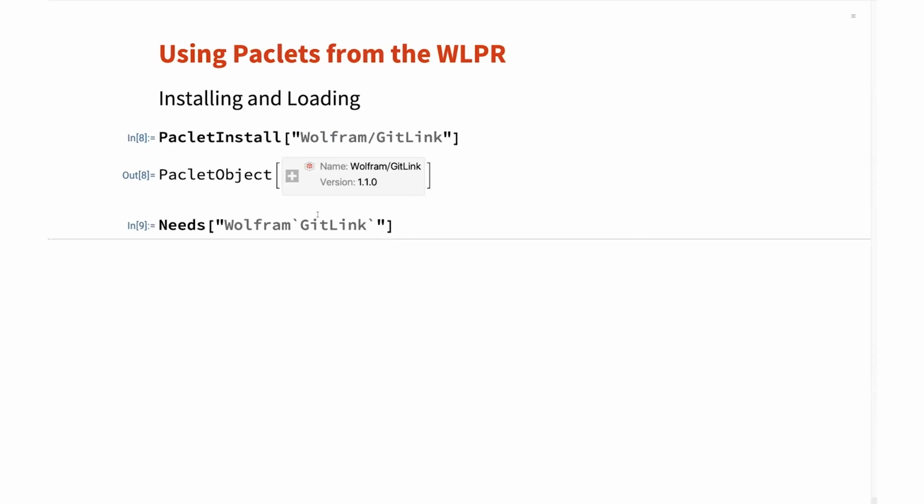Now you notice that for Paclets that have a context, the context is trivially derived from the name of the Paclet. So the Paclet is Wolfram/GitLink, and the context should be Wolfram`GitLink`. And you can count on that. I just did a click to copy to get this thing. All right, so I've now loaded. So this is it, PacletInstall, right? That's pretty easy. And then if it has code, you do have to call Needs on the thing.